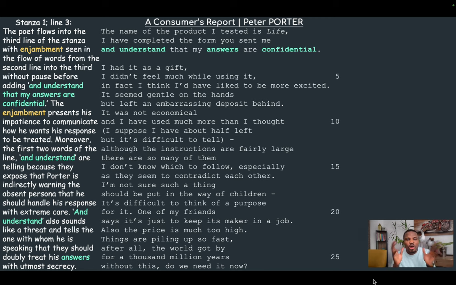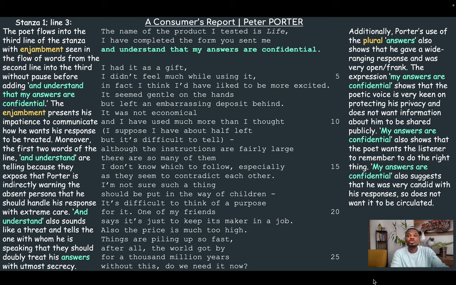I don't want my response to be publicized. It should be kept confidential. And understand also sounds like a threat and tells the one with whom he's speaking that they should doubly treat his answers with utmost secrecy. So do not share it. Handle it with extreme care. That's what it says. And understand. So the form you sent me, and understand that I understand this. This is the conclusion I've come to. This is what you made me believe.